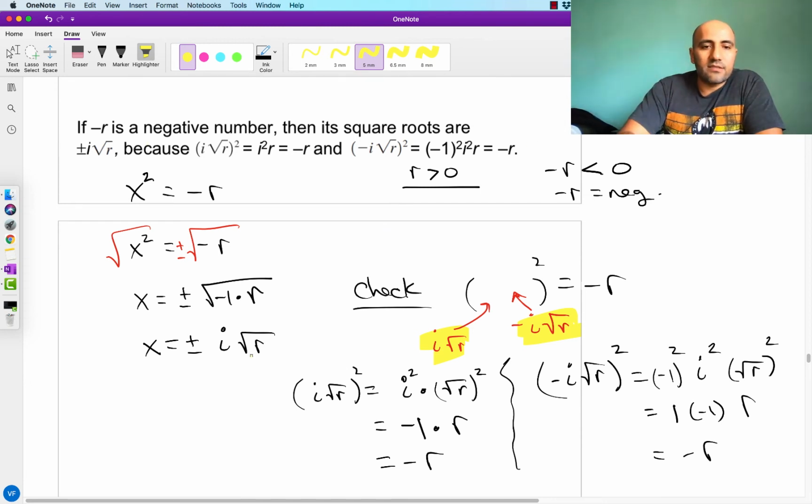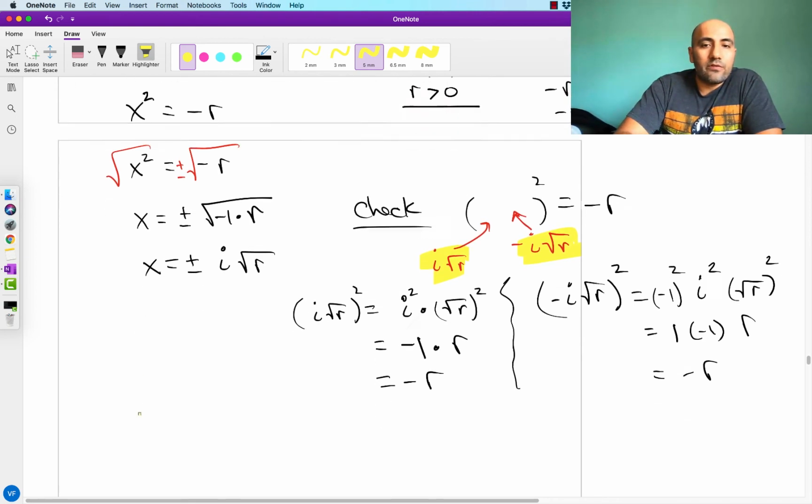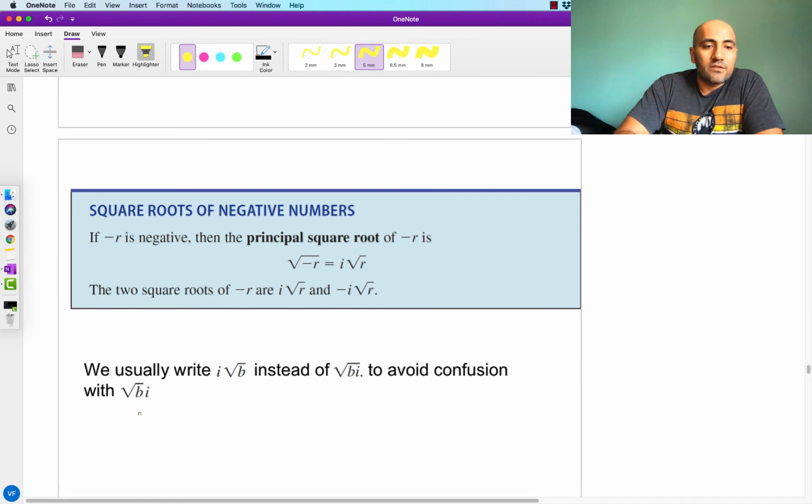What's the point of all this? Well, this is just giving us a way to deal with the square root of a negative number. So if negative r is negative, then the principal square root of negative r is i root r. The two square roots of negative r are i square root of r and negative i square root of r.